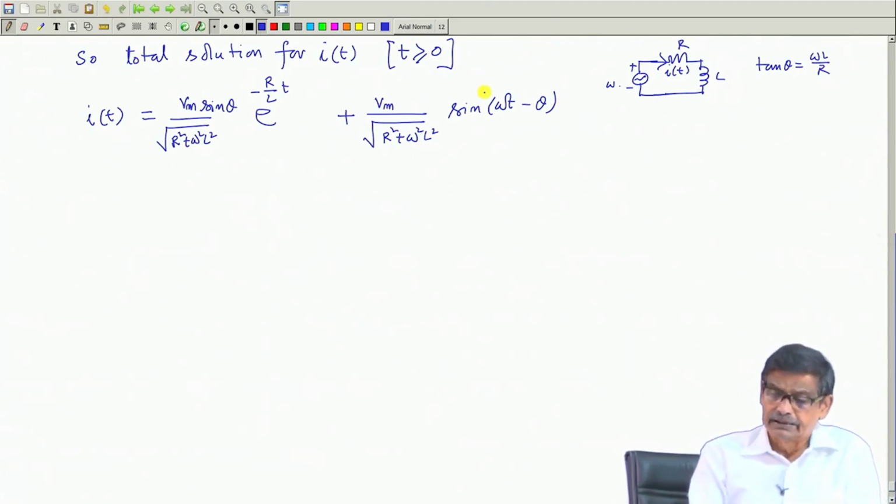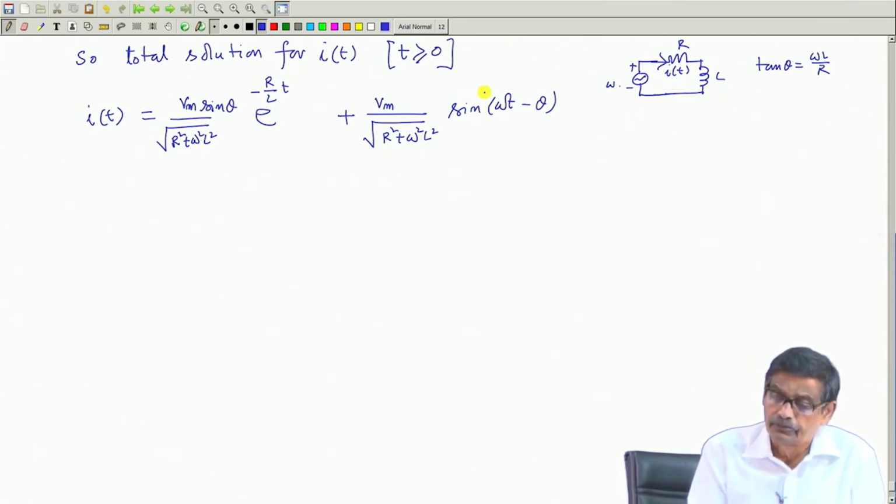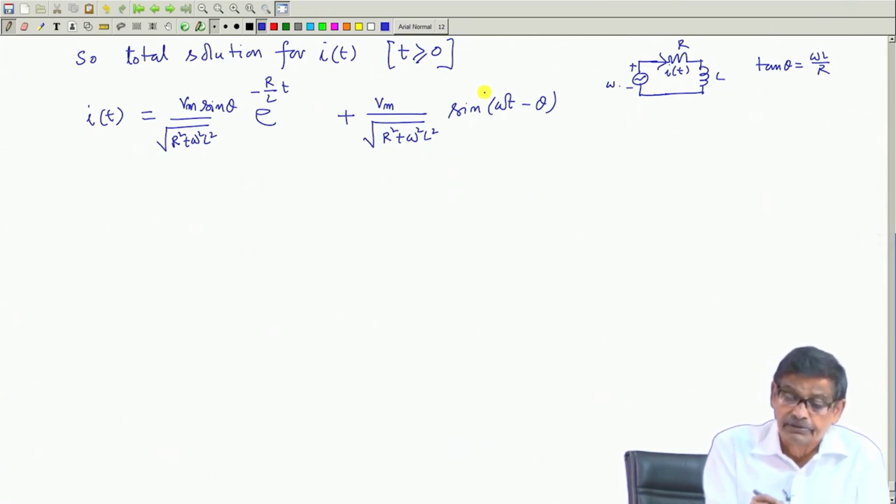Let us see whether this solution is okay or not. At t equal to 0, i(0) must be 0. So, at t equal to 0, this is V m by this into sin minus theta, and it is V m sin theta by this. So, sin minus theta is minus sin theta. So, these two terms will cancel out and will give you the result. So, this is the total solution.